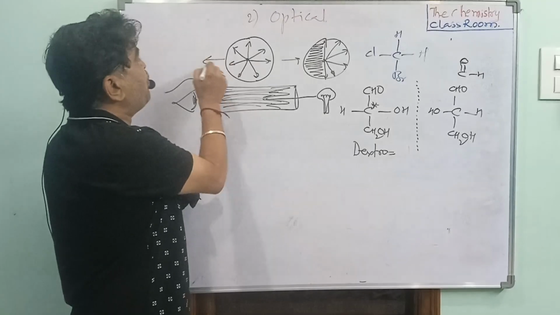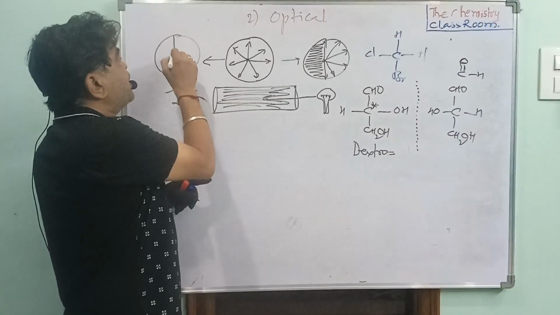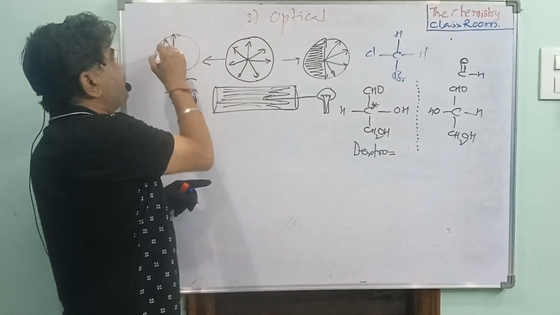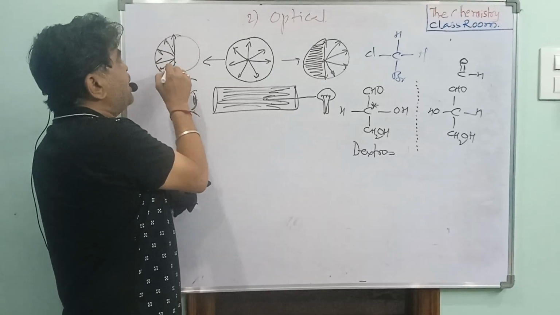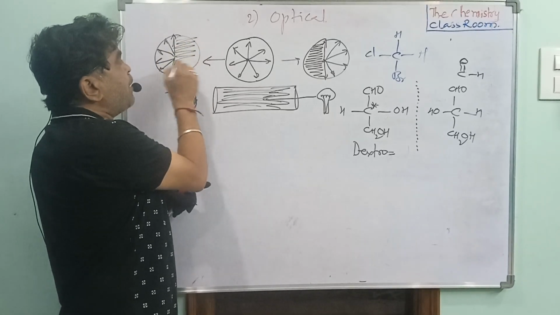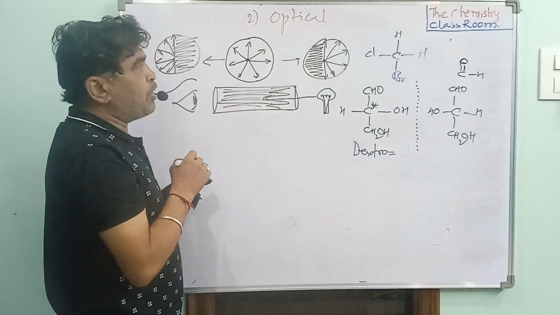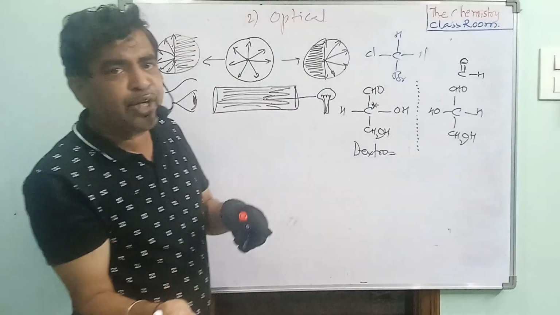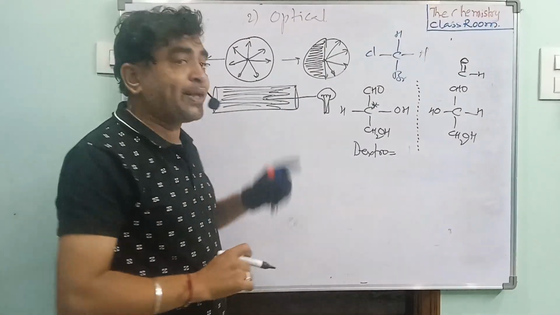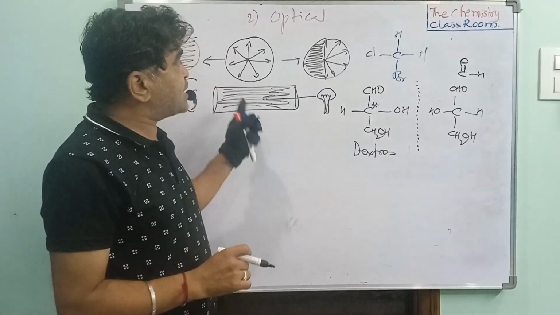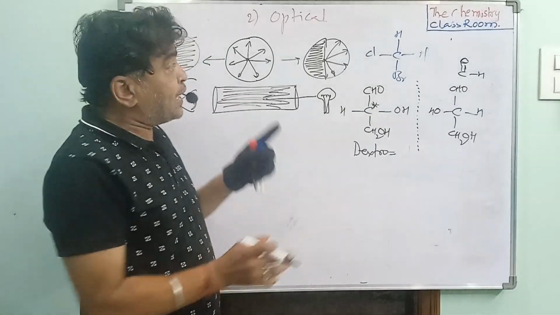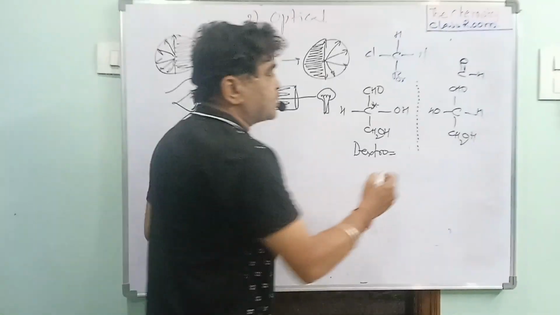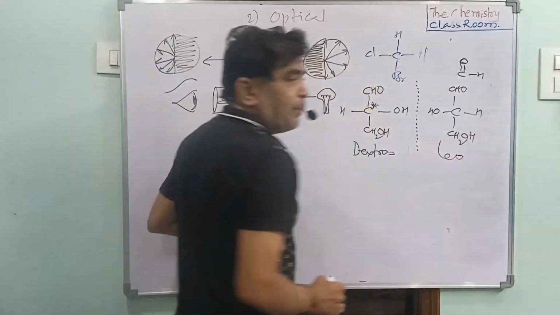So what you observe in the polarized light is that it is rotated towards the left side. When it is rotating to the left side, the opposite side is completely dark only. Why? Because the second compound is completely rotating the light towards the left side. It is an optically active compound. It is rotating oppositely, to the left side. So this compound is called the levo compound.